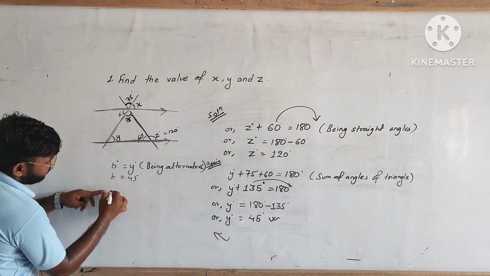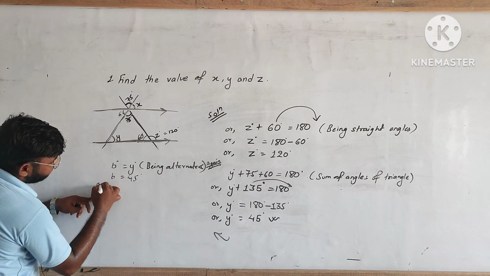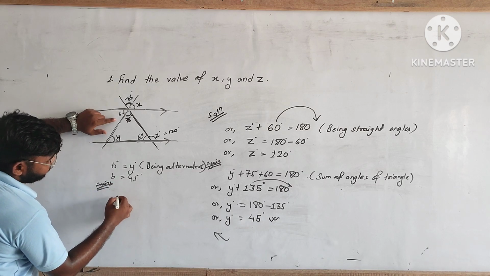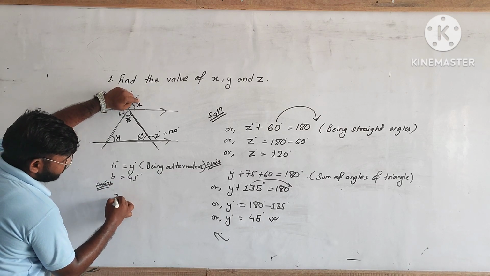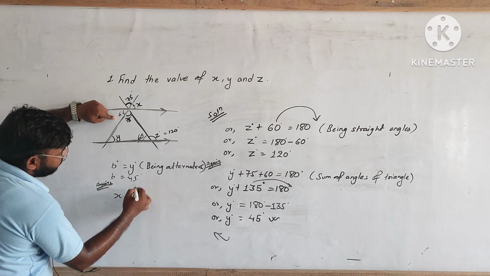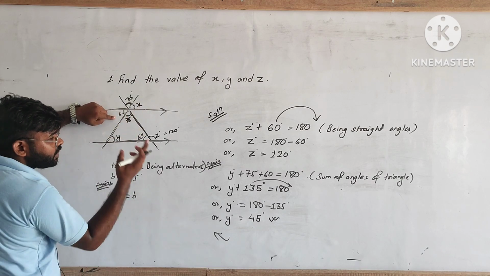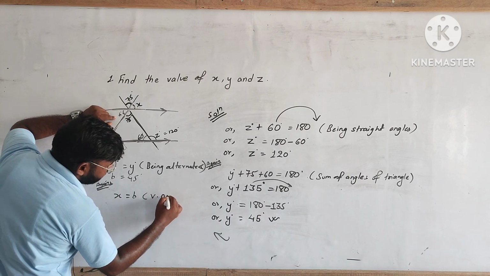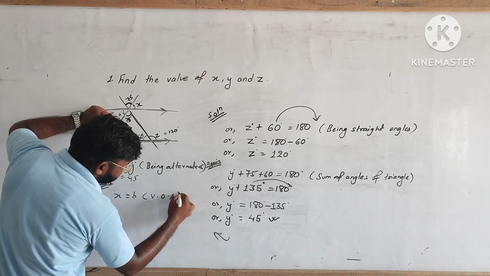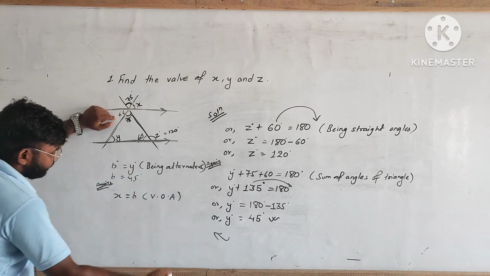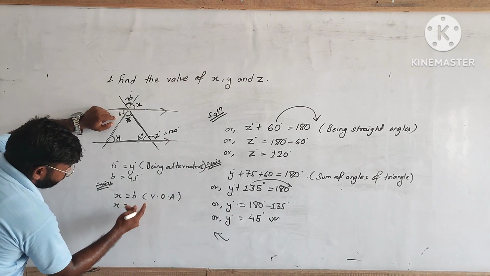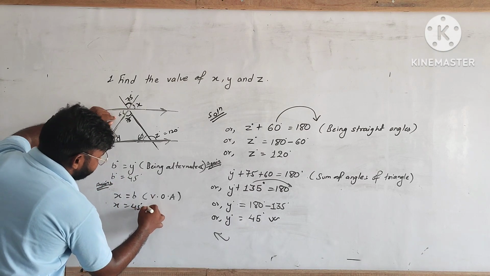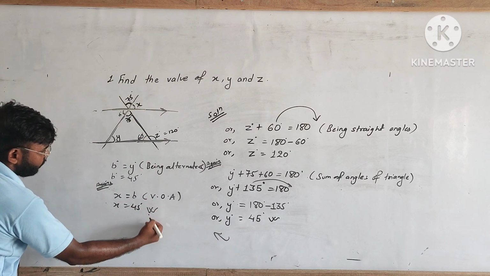And now here you can see we need the value of x. So x is equal to B. The reason is vertically opposite angles, so in the reason you can write vertically opposite angles. Now x is equal to the value of B, which is 45. So it means that the value of x is also 45.